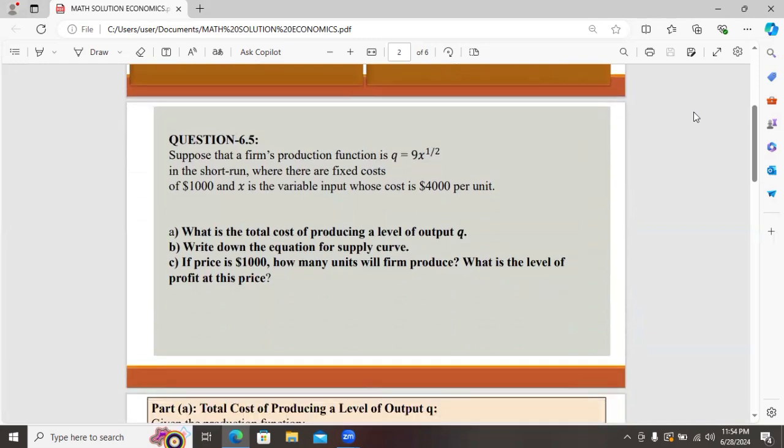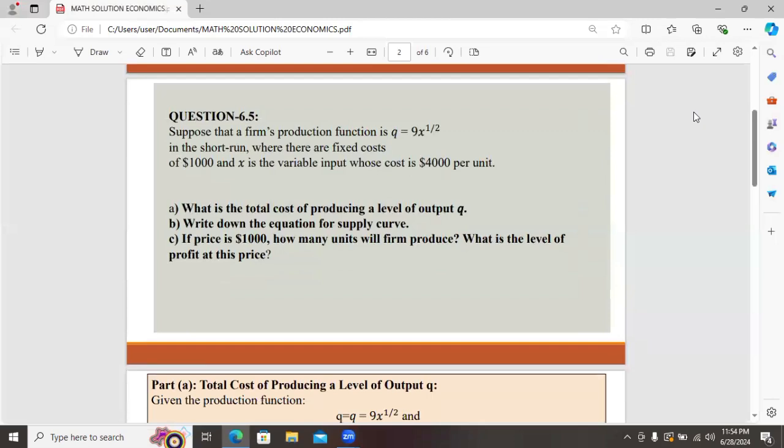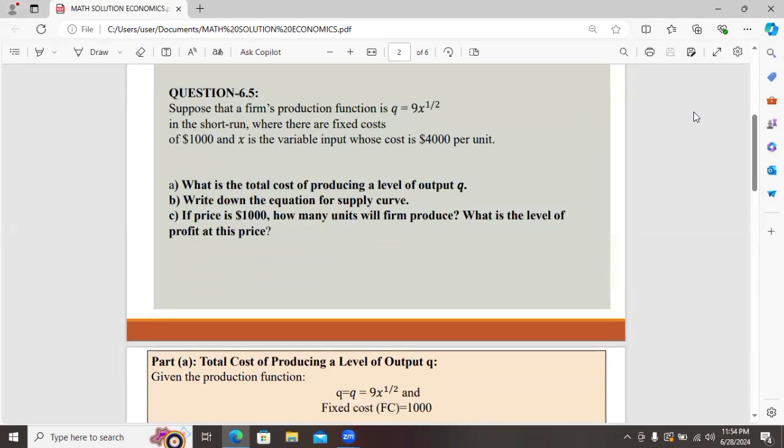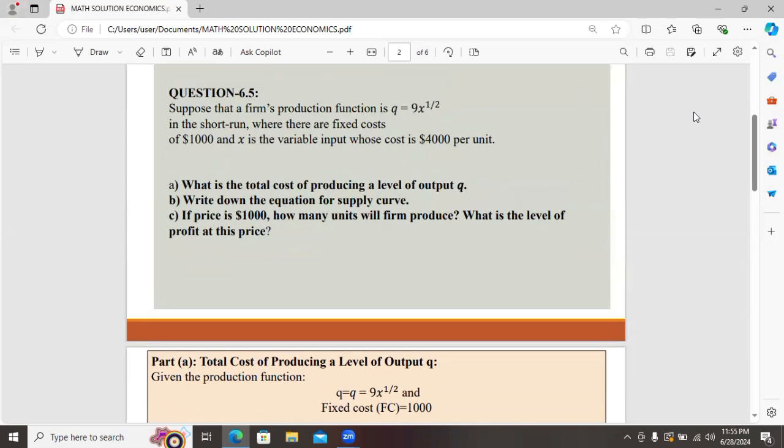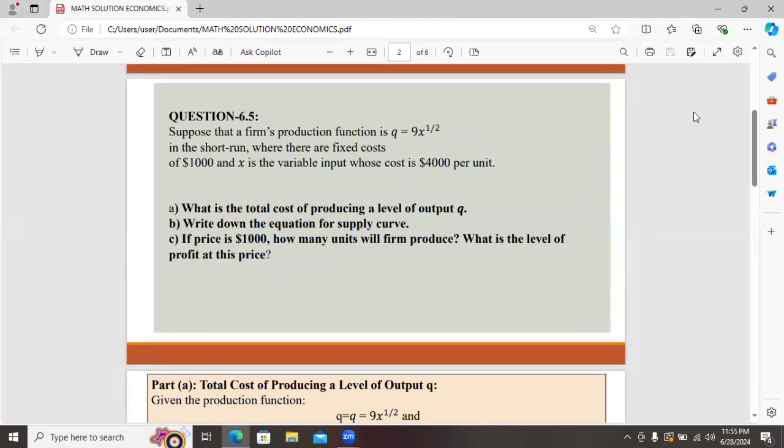Suppose that a firm's production function is Q = 9x^(1/2) in the short run. Here the word short run has great importance, so please keep it in your mind. There are fixed costs of $1,000, and X is the variable input whose cost is $4,000 per unit. The first question is, what is the total cost of producing a level of output Q?